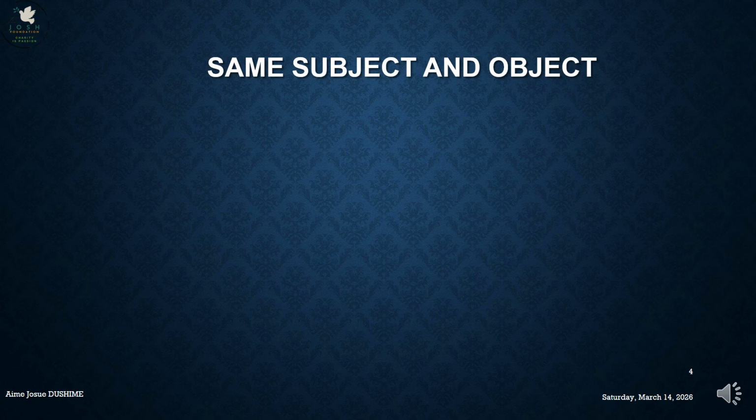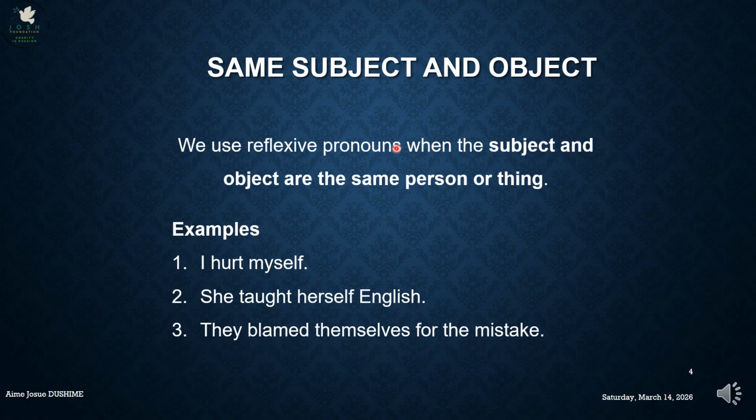What does the reflexive pronoun mean? It means that the subject of the sentence is also the object of the sentence. It's one person. The person doing the action is also the person receiving the action. We use a reflexive pronoun when the subject and object are the same person or the same thing. For example, I hurt myself. I use myself because the person doing the action of hurting is me, and the one who is getting the pain is also me. So I say I hurt myself.